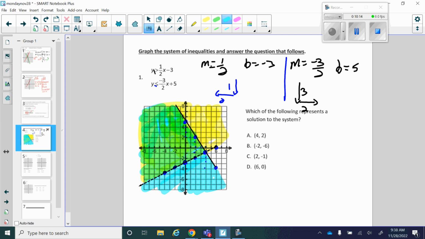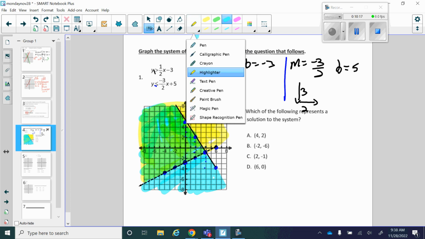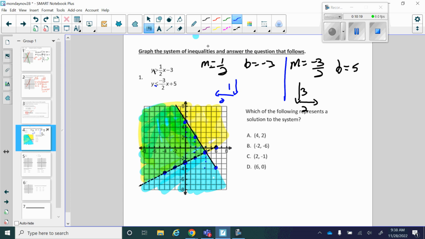So I just need to look, I need my pen. So (4, 2). Where's (4, 2) going to put me? Well, 4 is 1, 2, 3, 4, right here, and 2. Let me use a red. That is not in the solution area, so that's not it. Oh wait, (-2, -6). Negative 2 is right here, down 6 is right here. That is not in the green area, so that's not it.